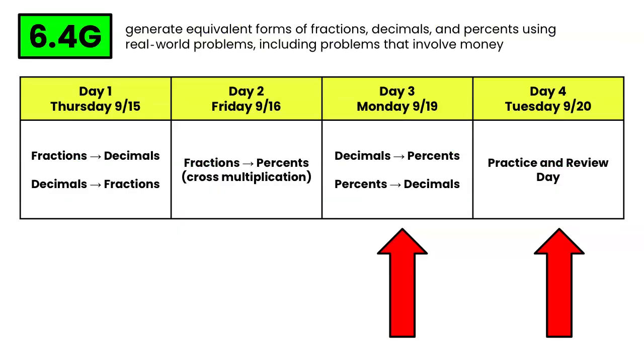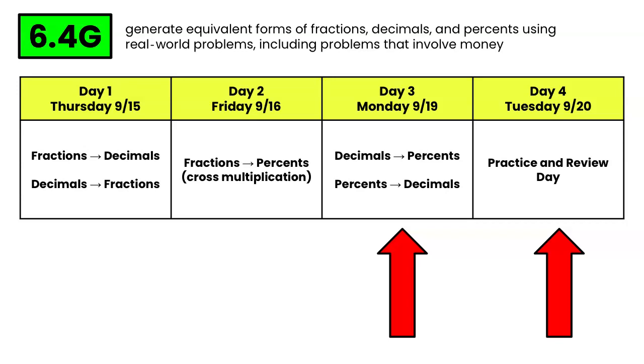As we dive into TEK 4G, as I mentioned earlier, you've already begun this TEK on Thursday, and you've already planned that part coming up on Thursday and Friday. But on Monday and Tuesday of the week of the 19th, you're going to finish off talking about how to change decimals to percents and percents to decimals. And then the second day, on Tuesday, September the 20th, will be a practice and review day of all the different ways that students have to be able to write fractions, decimals, and percents.